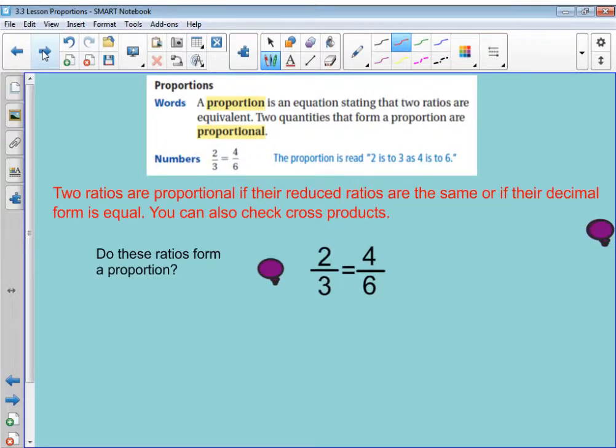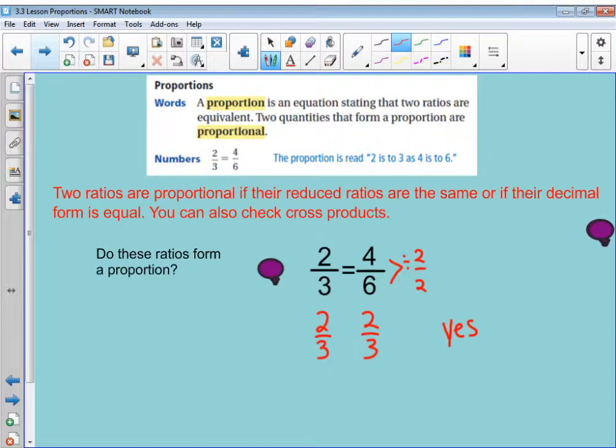You could make equivalent fractions. Somebody may look at this one and say, hey, 4/6 would reduce down because 2 would go into each of those, and this would become 2/3. So now is 2/3 equal to 2/3? Yes, it is. Then we would say, yes, this is proportional. Okay, so that's one method.